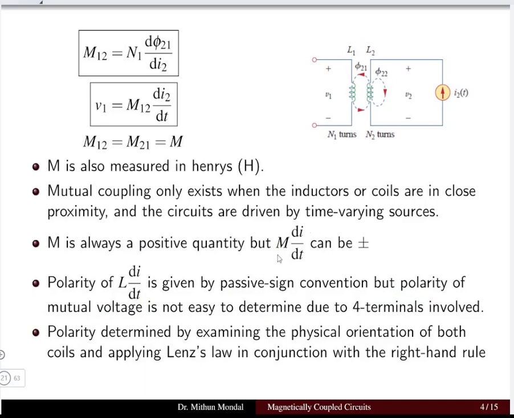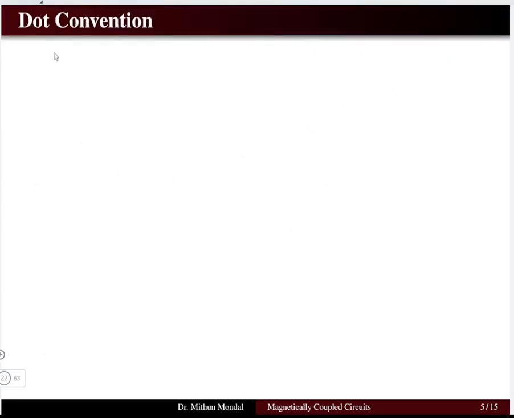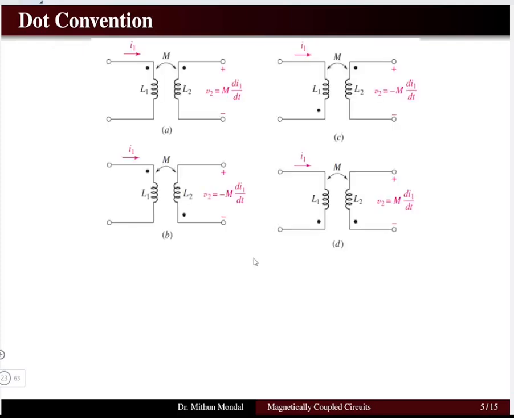Then how do we determine this polarity? The polarity determination can be done by examining the physical orientation of both coils, how the coils are oriented, and also we apply Lenz's law in conjunction with the right hand thumb rule. So we have different laws of magnetics which we apply for the four terminal device in order to find the polarity of the voltage induced due to the mutual induction. Now we use one concept known as dot convention to determine the mutual inductance polarity as well as the current.